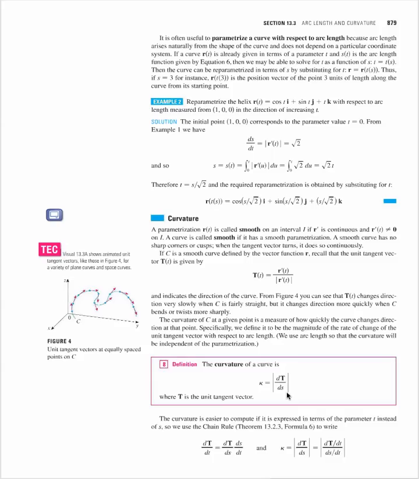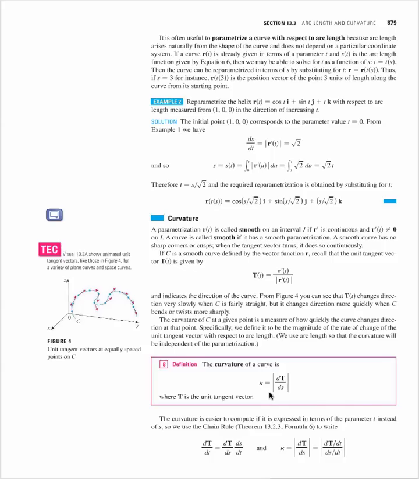Why is that interesting? Well, the unit tangent vector is the direction of the curve where we've divided by the length. We don't care how fast the curve is moving when we're talking about a unit tangent. We care what direction it's going. And so if I take the derivative of the direction the curve is going with respect to the distance we're moving along that curve, what the curvature really is, is how fast the direction of the curve is changing.